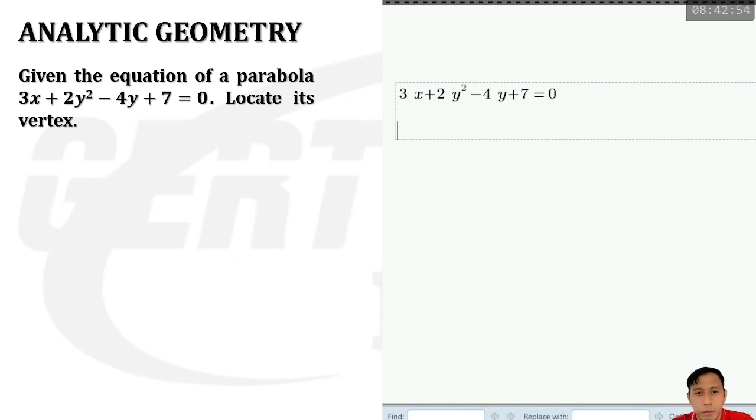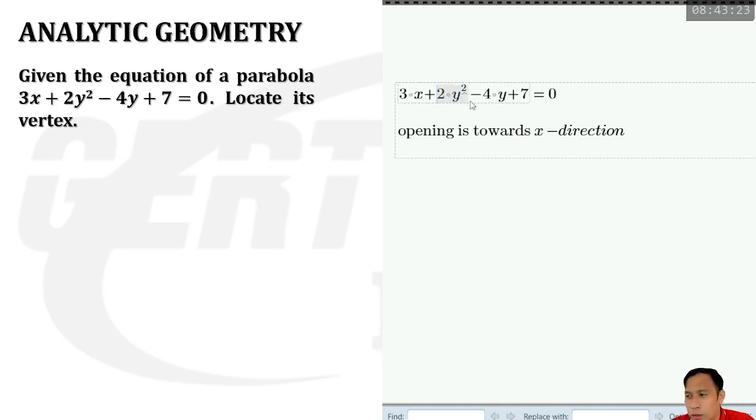So, this should open towards x direction, no? Opening is towards positive or negative x direction, or that is left or right of the Cartesian plane. But anyway, in order for us to find the vertex, since yan yung pinapahanap, password exam problem kasi ito, no?